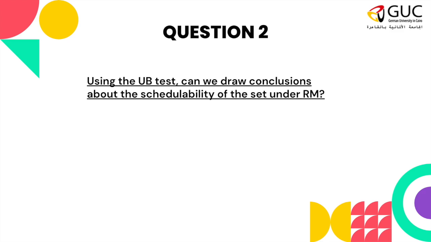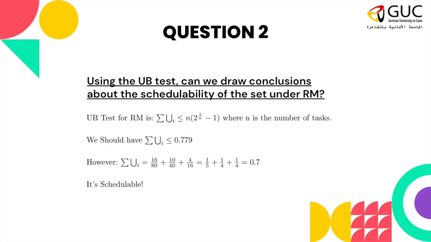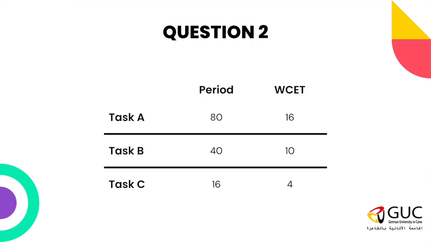Okay, and if you remember the utilization bound, it is the summation of the utilization of the tasks, and this summation must be less than or equal to n multiplied by 2 to the power of 1 over n minus 1. If we go and actually calculate the summation of the utilizations, the utilization of one task is the execution time or the computation time divided by the period. So here 16 divided by 80 plus 10 divided by 40 plus 4 divided by 16. Here we calculated the summation of the utilizations.